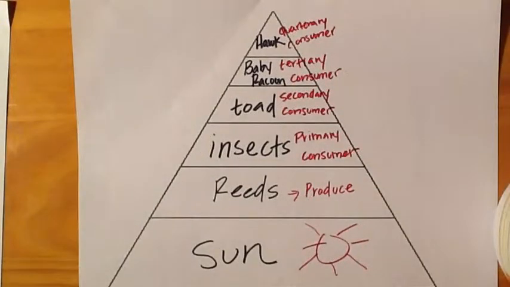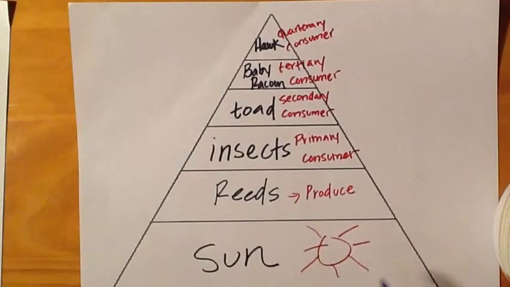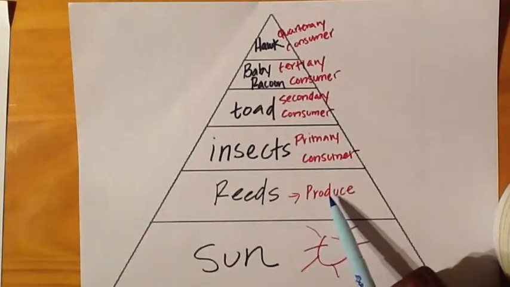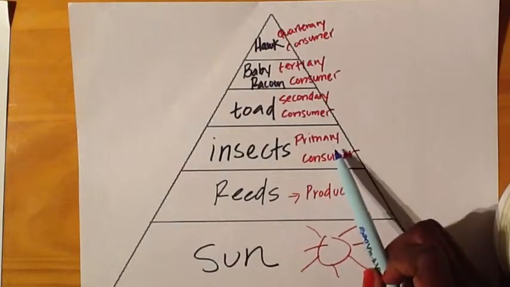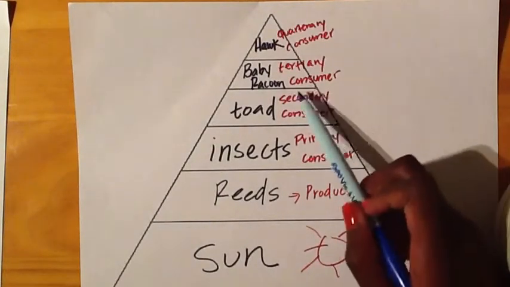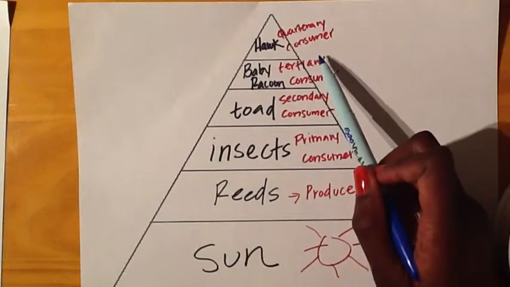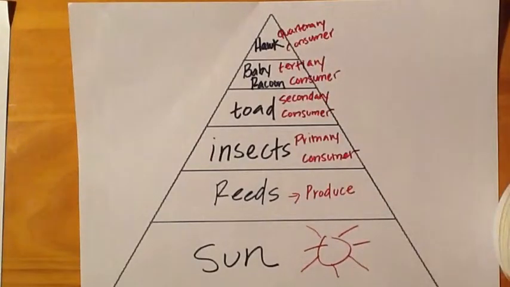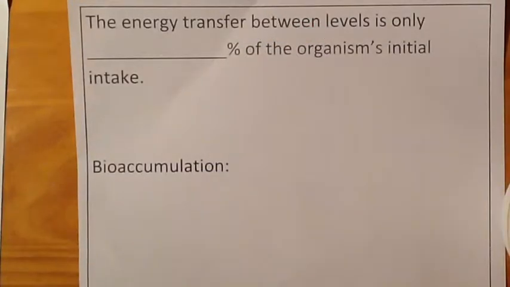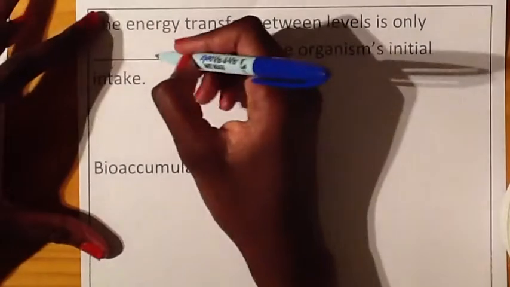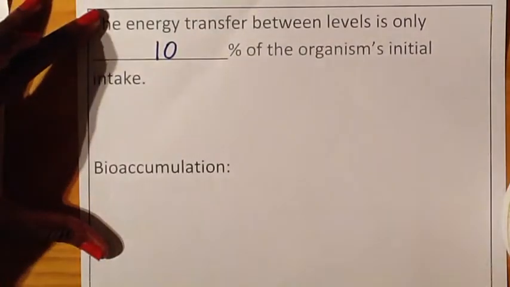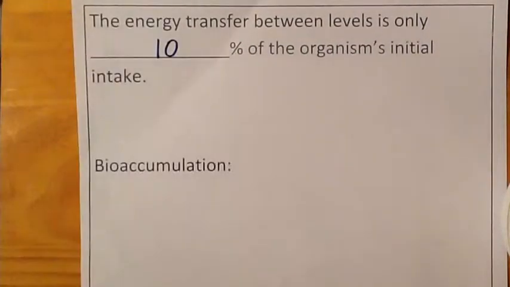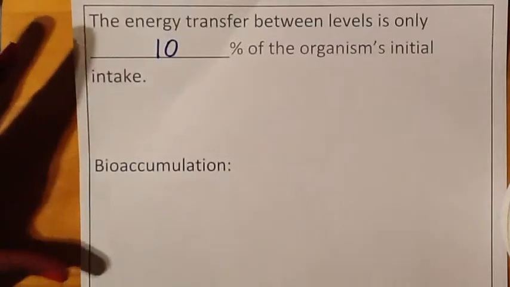The question that we're faced with now is how much energy from our sun is going to be given to our reeds, how much is going to be given to our insects, our toads, our baby raccoon, and then our last one, our hawk. The energy transfer between each level is only 10% of the organism's initial intake. So let's see what 10% of a number looks like.